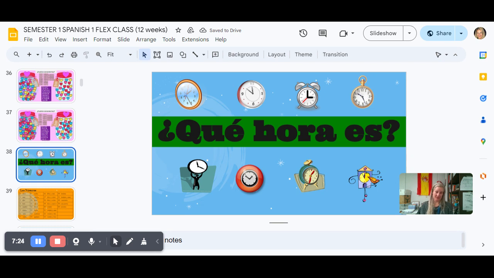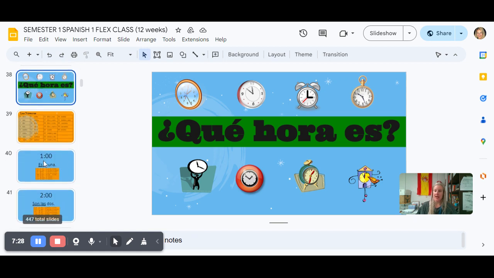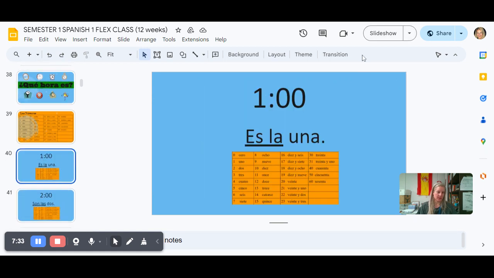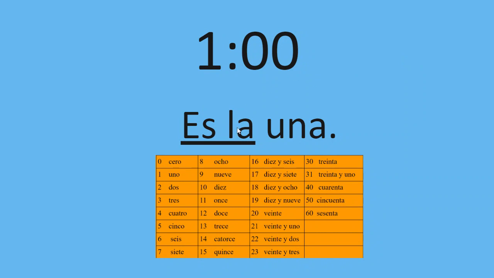¿Qué hora es? Means what time is it? So this is another good way to practice our numbers. And how you do time in Spanish is, I'm going to blow this up so you can see it a little bit better. Okay, so it is in Spanish is es la. So es la and then una. So it is 1 o'clock. So the hour comes first. The hour is singular, so it's es la.